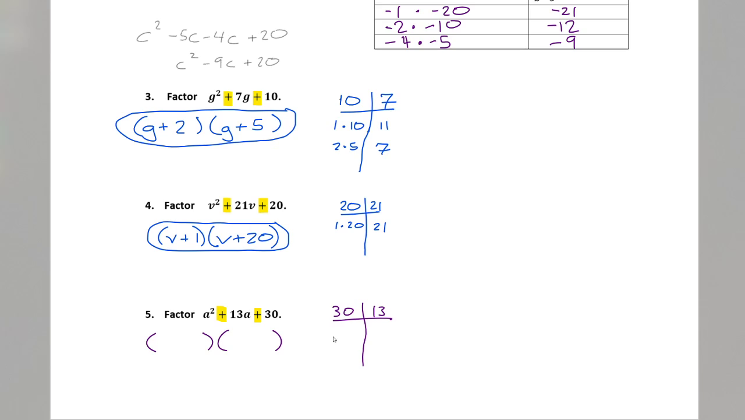So our factors of 30, 1 times 30. Add those together, you get 31, so not that one. 2 times 15 gives us 30. If you add those, you get 17. And you have 3 times 10. If you add those together, you get 13. So we have our answer. So we have a plus 3, a plus 10. If you have those flip-flopped, that's fine as well. That's your answer.